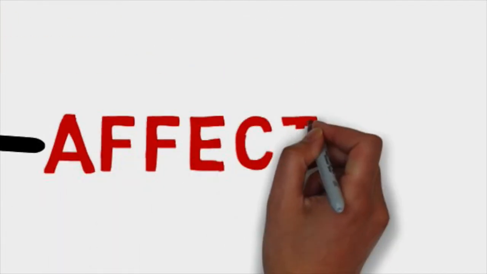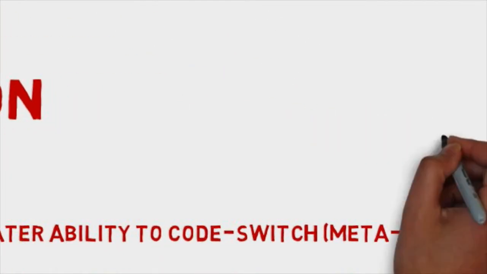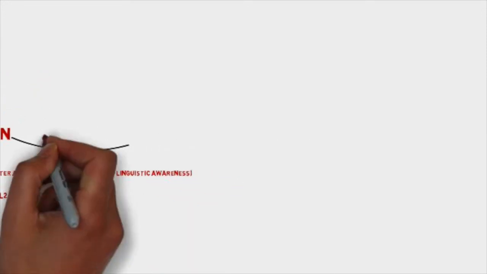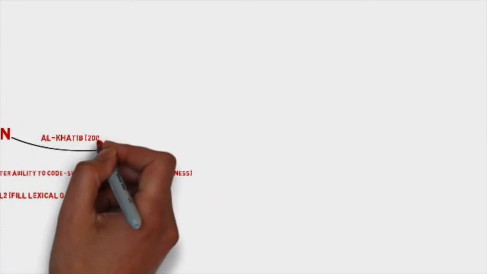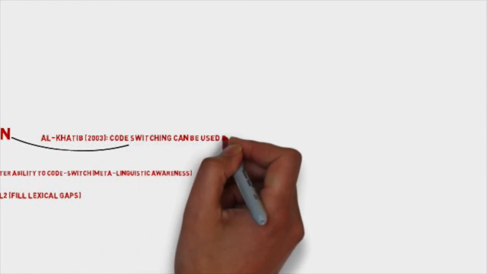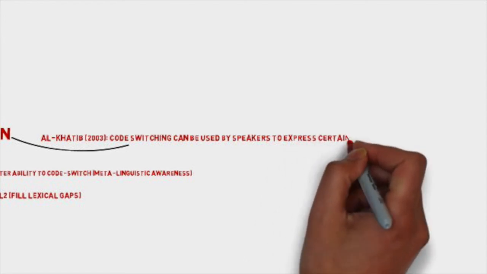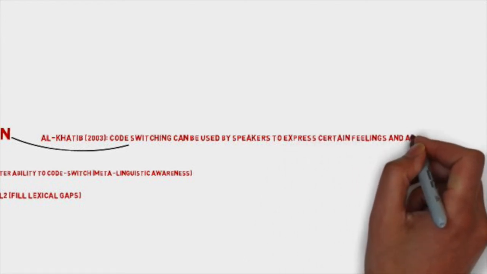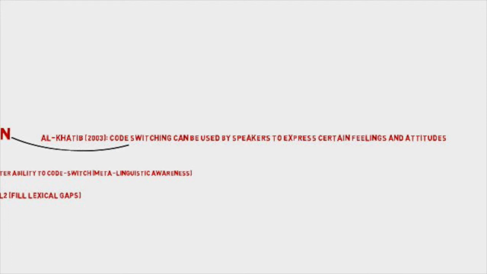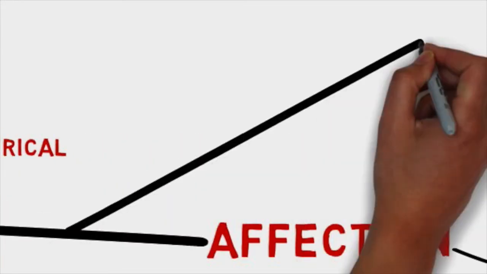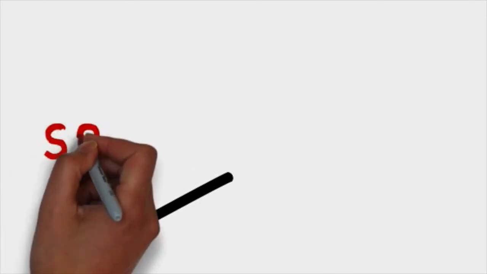Lastly, affection or a lack of affection has been found to affect code switching as well. Code switching can be used by speakers to express certain feelings. For instance, it has been found that participants code switch from their first language, which in this case was Arabic, to their second language, English, to demonstrate annoyance. Similarly, when individuals want to demonstrate feelings of affiliation with others, they tend to code switch as well.